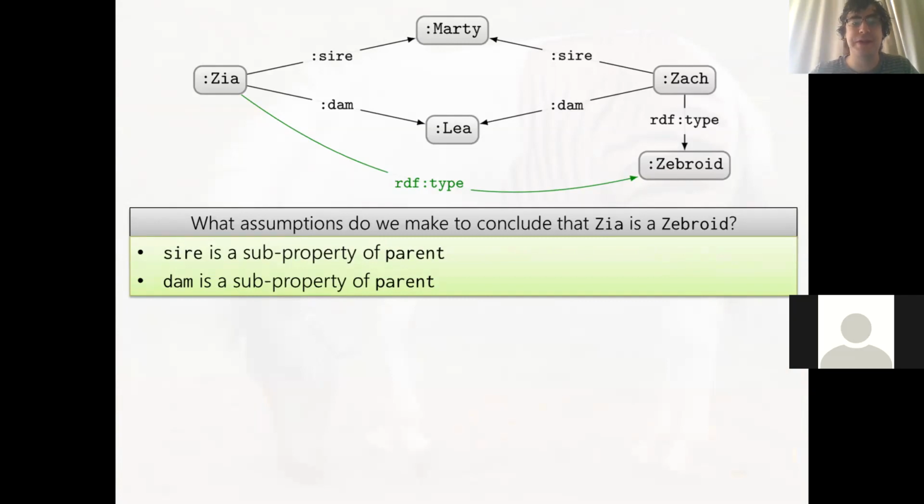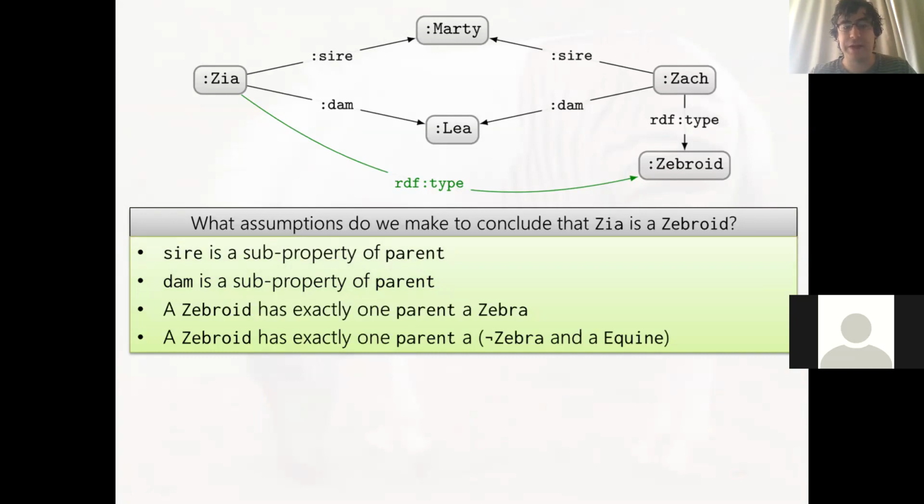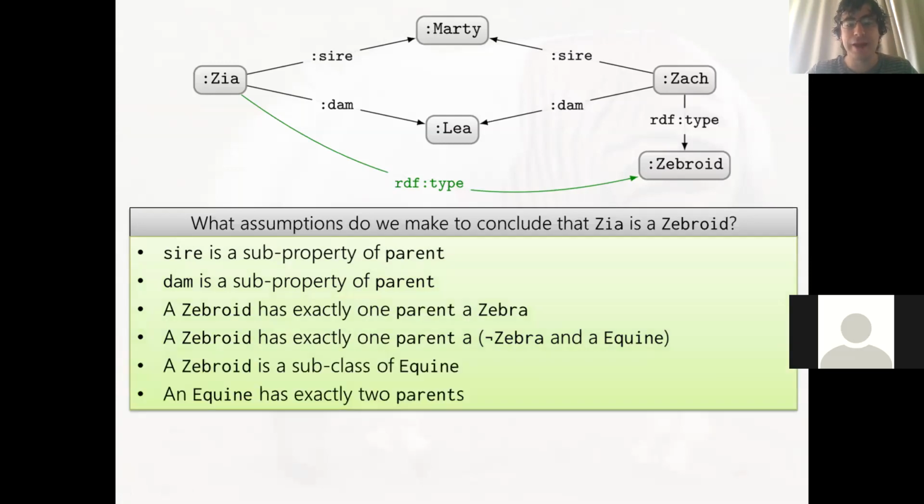So that sire is a subproperty of parent. So that father is a subproperty of parent, mother is a subproperty of parent. Then we know that a zebroid has exactly one parent that's a zebra. And we know that a zebroid has exactly one parent that's not a zebra and an equine. So a horse, a donkey, a mule, all these various forms of equines that are not zebras. That a zebroid is a subclass of equine.